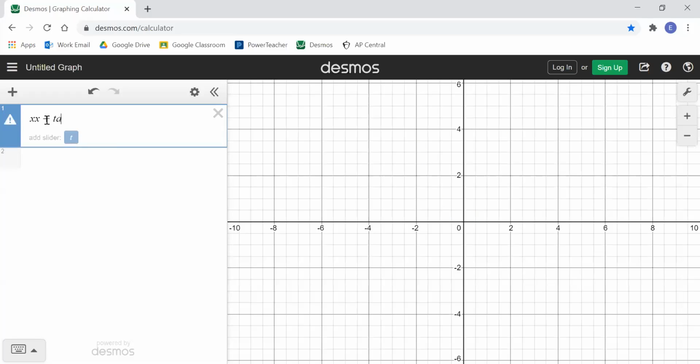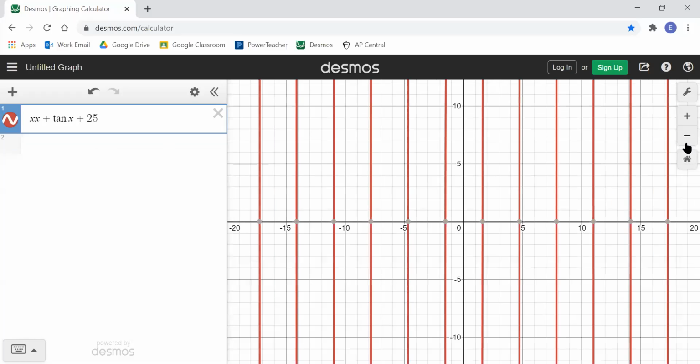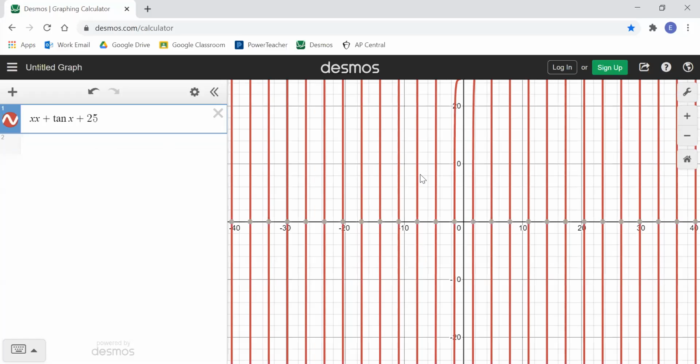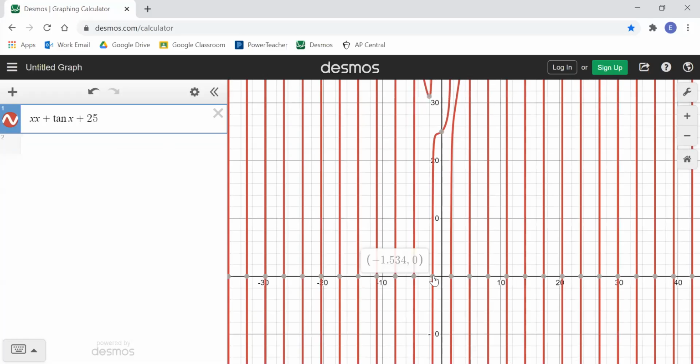X squared plus tangent x plus 25 is that function that's inside of there. And so we're interested in when is this greater than 0? Well, sorry, what was our initial condition? That x was equal to 0, right? Yeah. So when x is 0, the left-hand piece of that that's positive is from negative 1.534. And so that's how I got that value of negative 1.534.